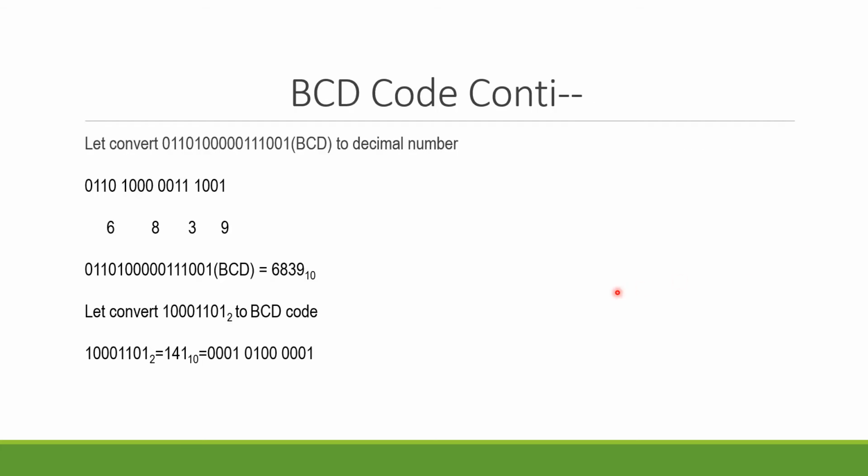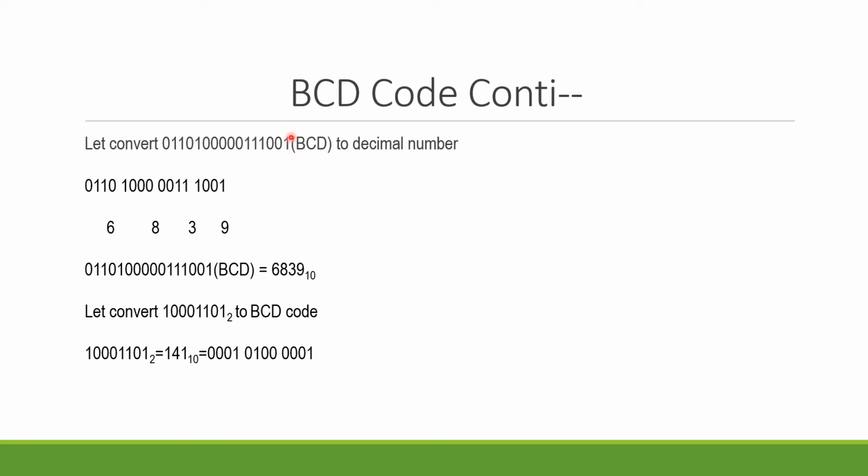Now suppose we have a BCD code, and we need to convert it into a decimal number. Then how are we going to do it? It is as simple as what we did for decimal to binary. This is the number given to us, which is a BCD code, and we are going to convert it into the decimal number. What are we going to do?